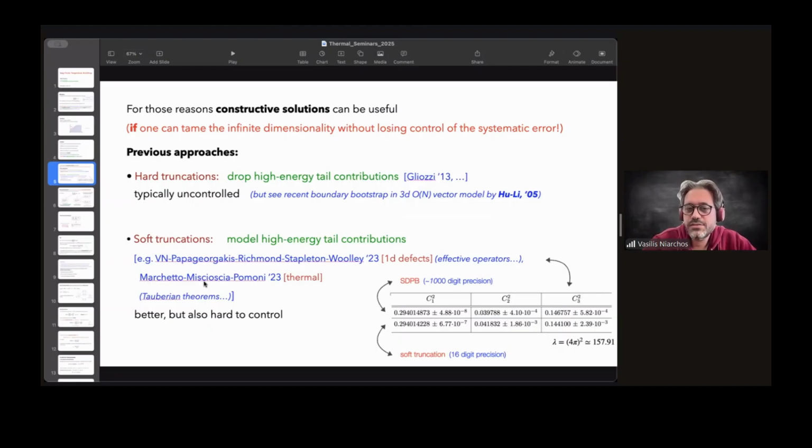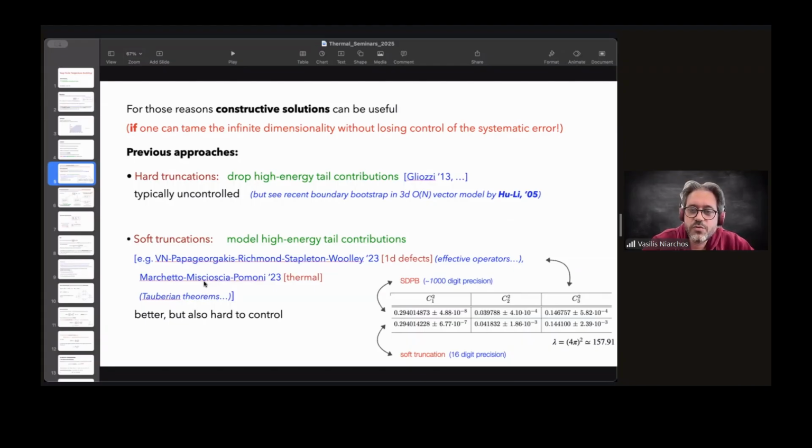But there has been some interesting advances or some interesting applications in this context. For example, a very nice paper by Hu and Li very recently on the boundary bootstrap in the 3D O(N) vector model. Another more nuanced approach is to do soft truncations. In other words, don't drop the high energy tail contributions, but try to model them in some way.